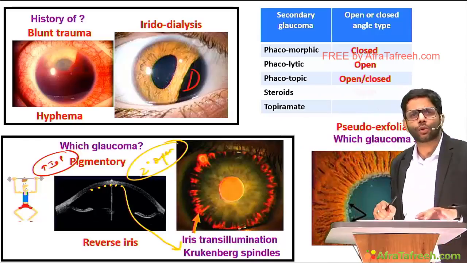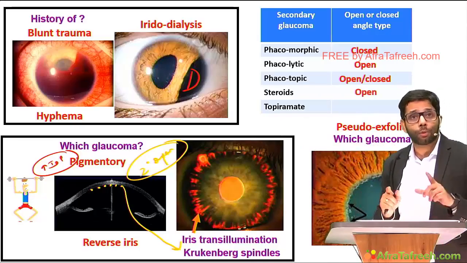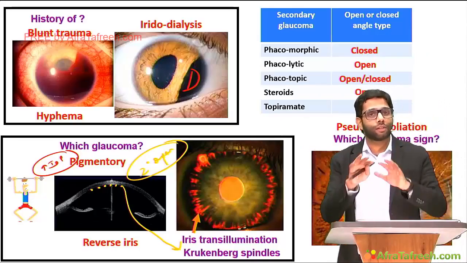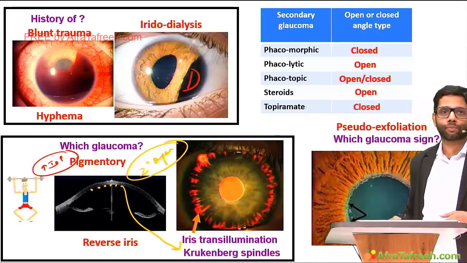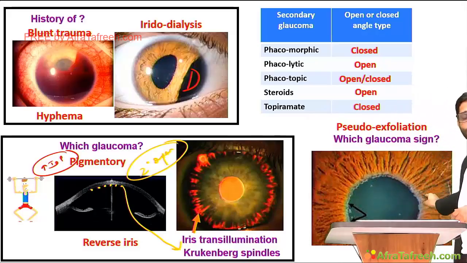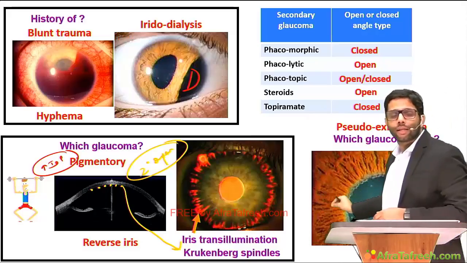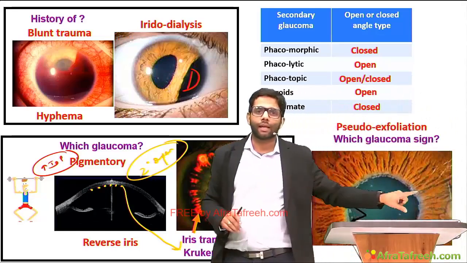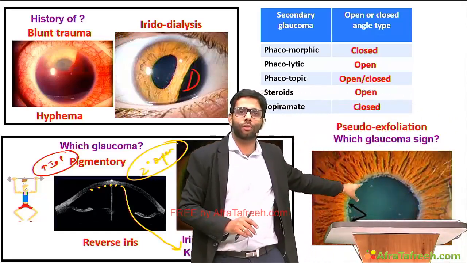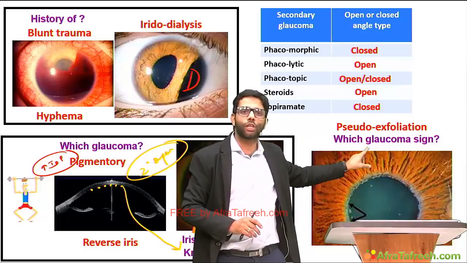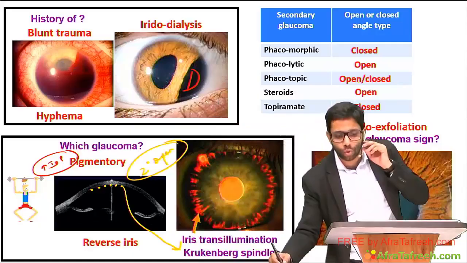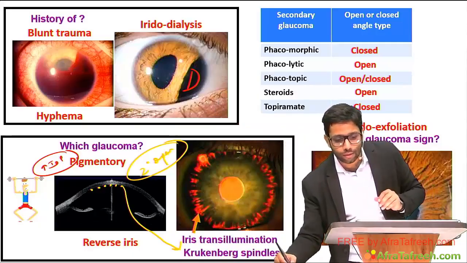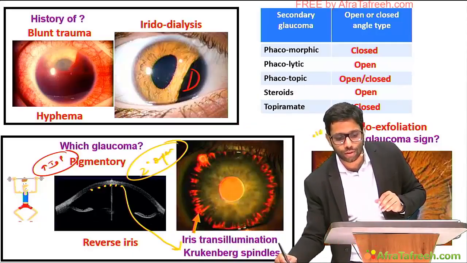Steroid, any steroid can cause open angle glaucoma. Topiramate causes lens swelling. If there's a lens swelling, it will push the iris, open, close mechanism. This is the most common secondary glaucoma, and dandruff like material can be seen anywhere in the eyes. Here I have shown you the dandruff material along the pupil, that is pseudo exfoliation material. Pseudo exfoliation glaucoma seen in old age. It is the most common secondary glaucoma, that is pseudo exfoliation glaucoma.